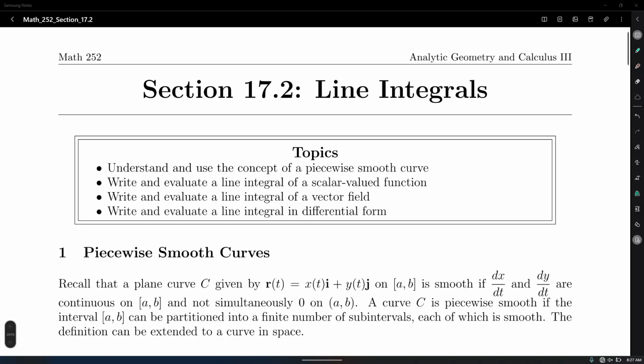All right. So 17.2 line integral. We need to go back and understand how we get piecewise smooth curves. That means we'll need to review how to parameterize every single kind of curve, right? Remember parametric functions?